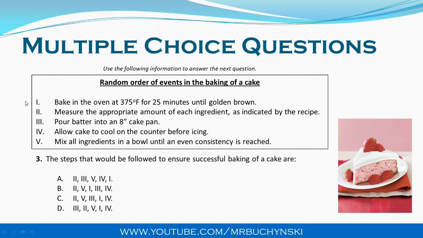If I read these events very quickly, I can see that I'm either baking the cake, measuring ingredients, pouring the batter into the pan, allowing the cake to cool, or mixing the ingredients up. So the question reads that the steps that would be followed to ensure the successful baking of a cake are, and it gives us 4 options here, each with a different order of events, so we can bake that delicious cake. Now the reason I stuck this on is because oftentimes you will get these kind of ordering questions, and there is a little bit of strategy to them, so let's try that right now.